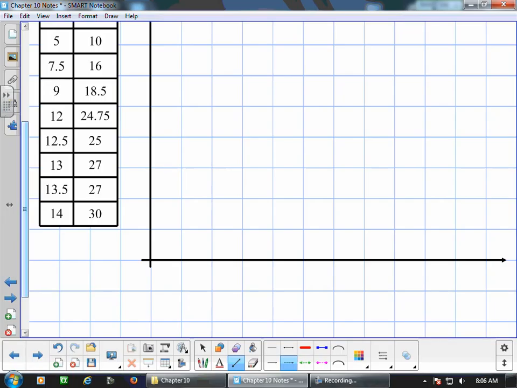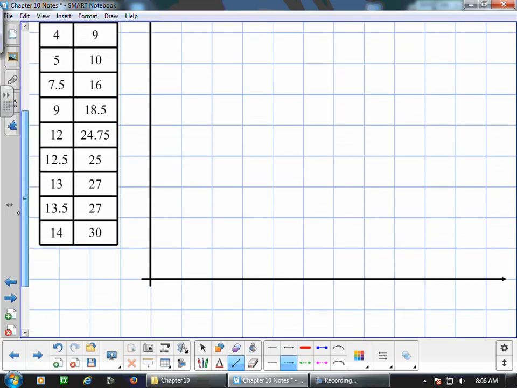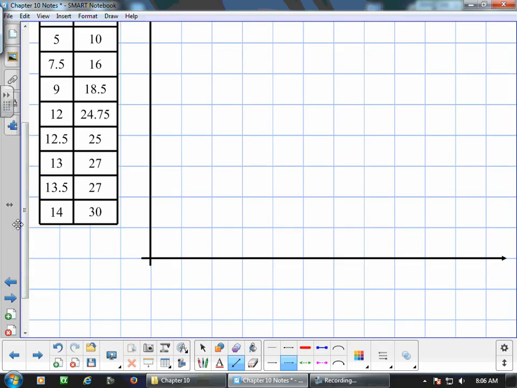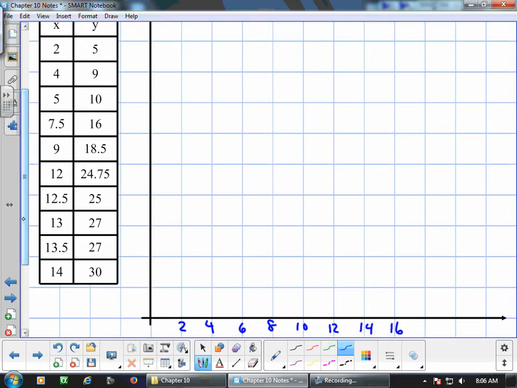So let's see if we can go from 0 up to whatever, and we'll deal just with quadrant 1 in this case, because all of our values for x and y are positive. X's go from 2 to 14. If I go by ones, I am not going to be able to cover this, so we'll go by twos. So this would be 2, 4, 6, 8, 10, 12, 14, 16. Good enough.